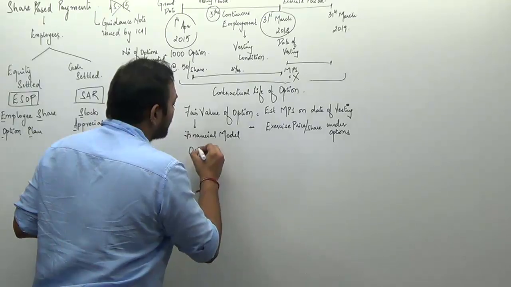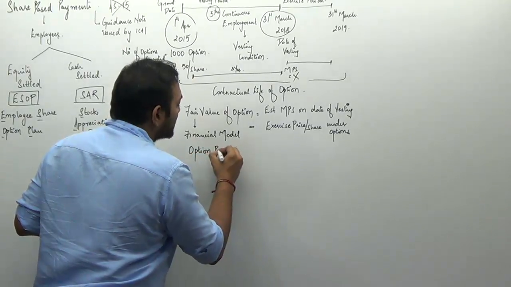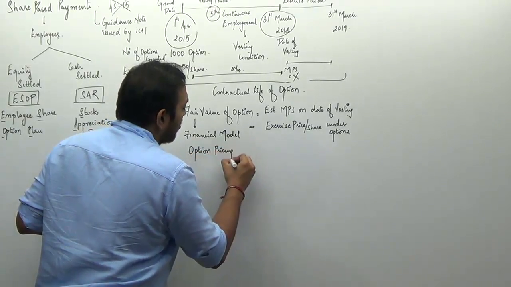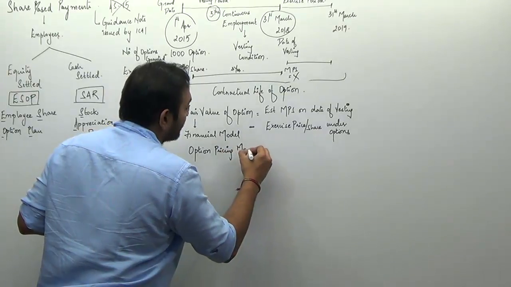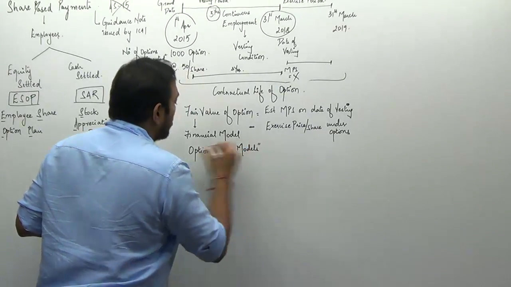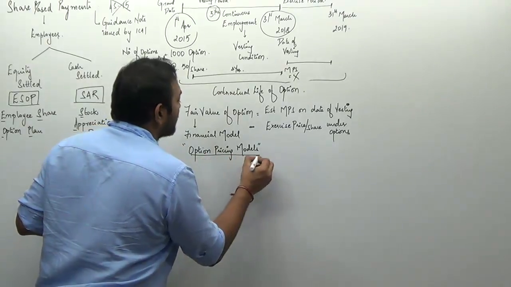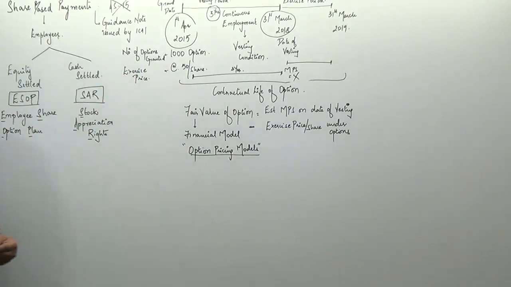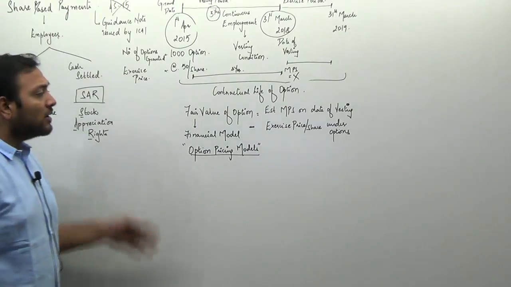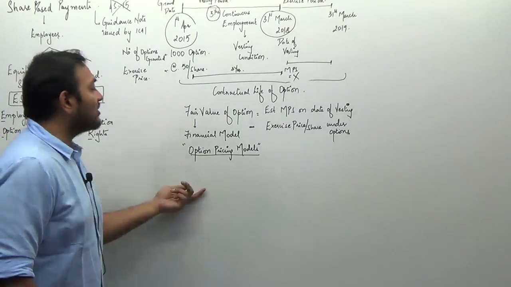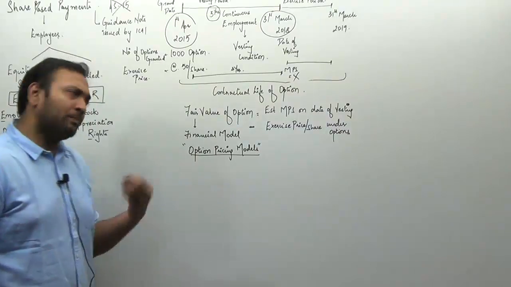They are called option pricing models. You have plenty of option pricing models, guys. Binomial model, Black-Scholes model. All those are called your option pricing models. However, you can chill and relax as far as this chapter is concerned, because the question always gives you the fair value. You don't have to calculate the fair value by applying any particular method. But understand, the computation of fair value is based on option pricing models.